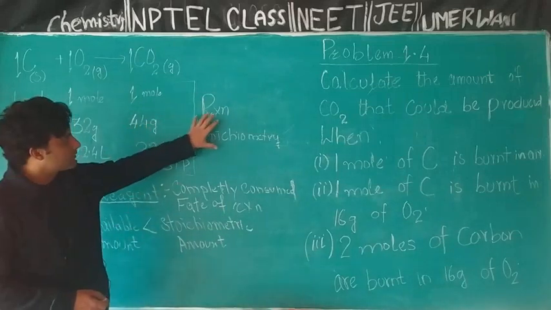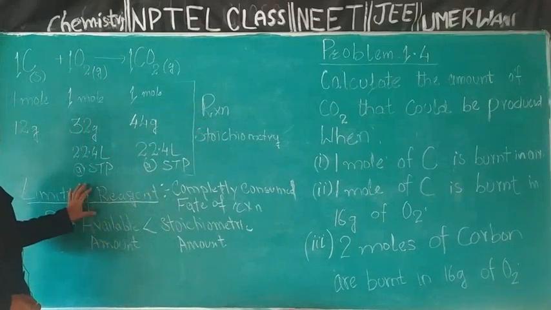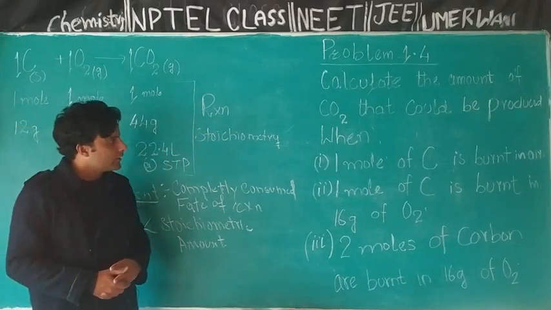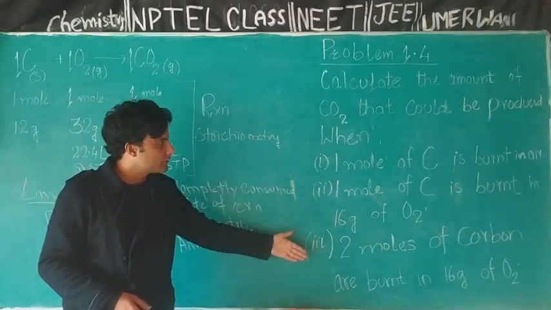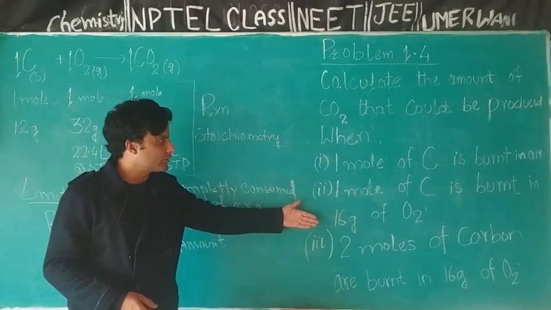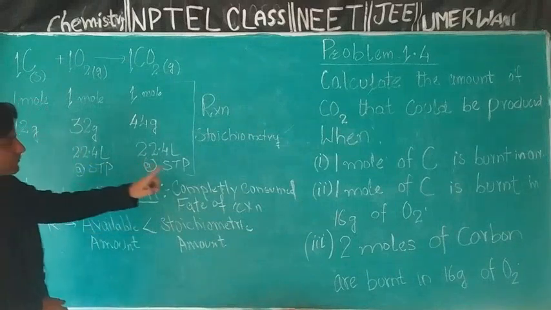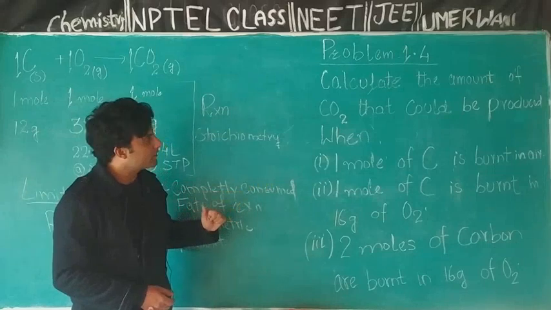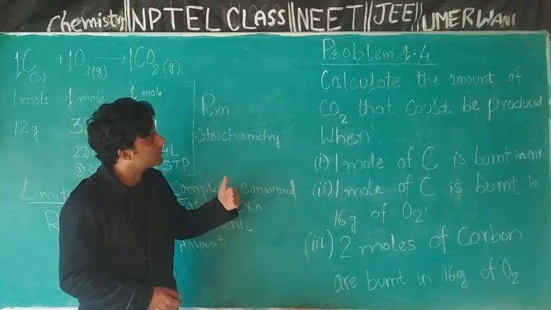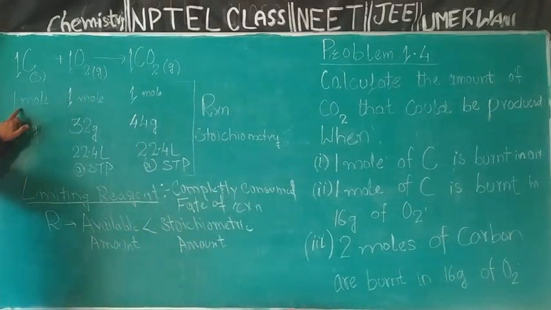With these two ideas, reaction stoichiometry and limiting reagent, I can solve this chemistry problem in no time. See, part first of this question is, if 1 mole of carbon is burnt in air, what is the amount of carbon dioxide that will be produced? And here reaction stoichiometry answers this question.